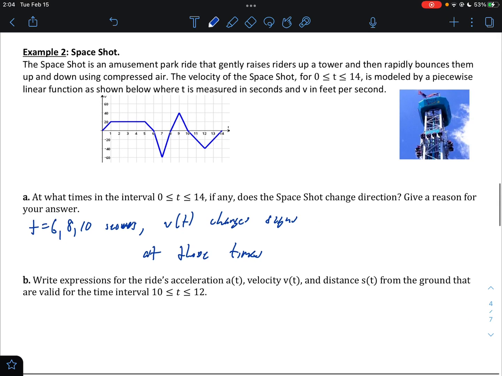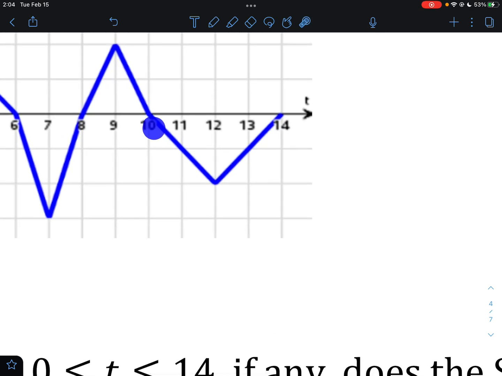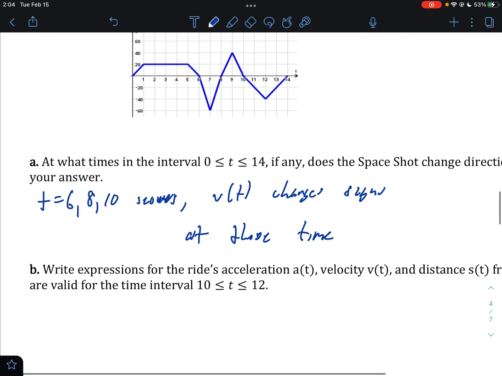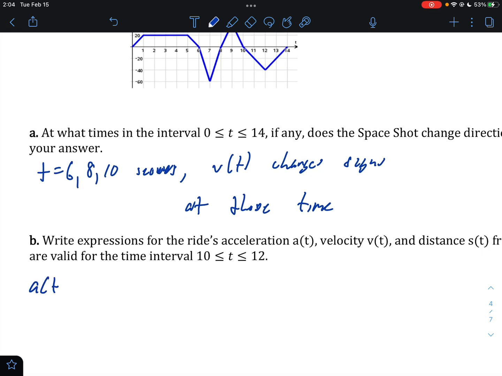Question B, write expressions for the ride's acceleration, velocity, and distance from the ground that are valid for the time interval. All right, so its acceleration from 10 to 12, we're looking at this small little piece right here, is just going to be the slope of that line. So it's going down 20 over 1. So the acceleration is just negative 20. So a of t is negative 20.